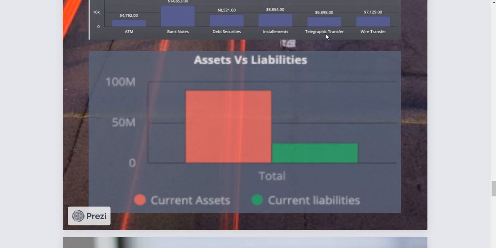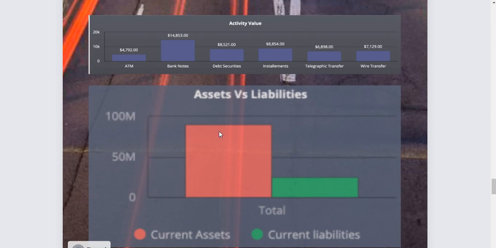Assets versus liabilities. Liabilities are responsibilities that the company has, for example, something the company has to pay. And assets are something that already belongs to the company. So here you see that this company in particular has more assets than liabilities. It tells you that this company is solid and they don't really owe to the banks. Everything they own, they don't have to pay.